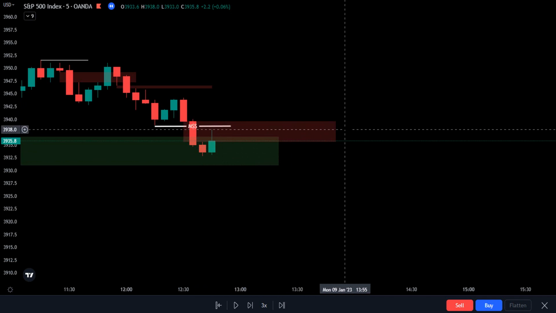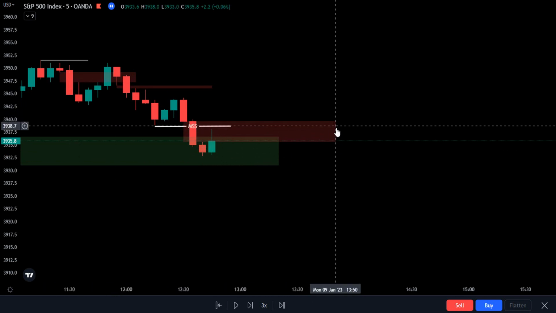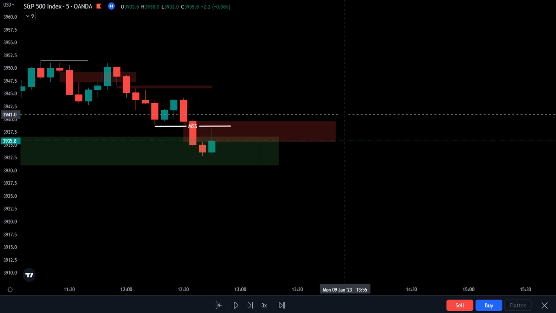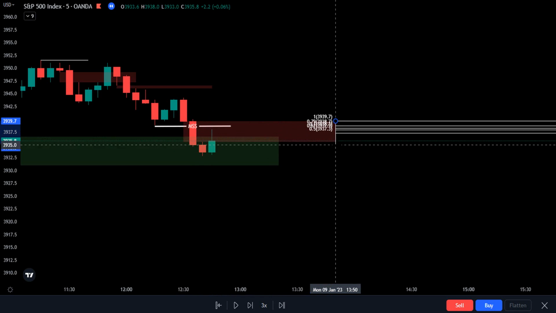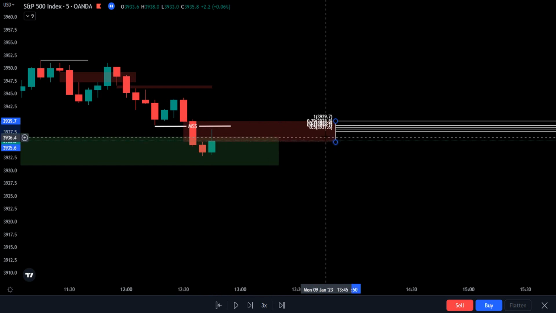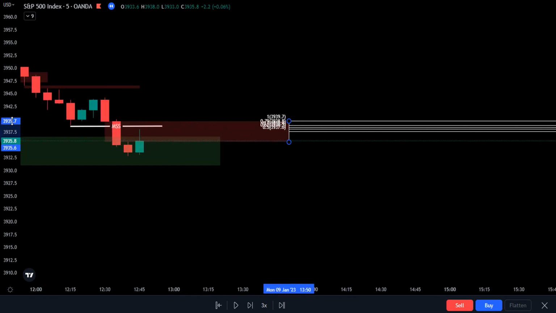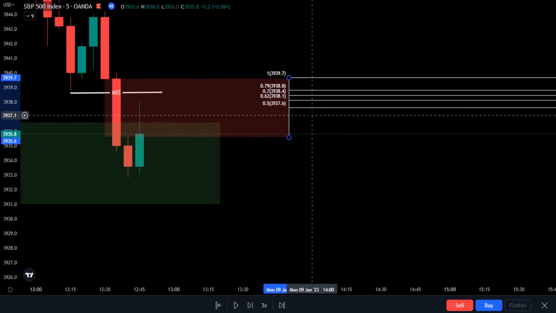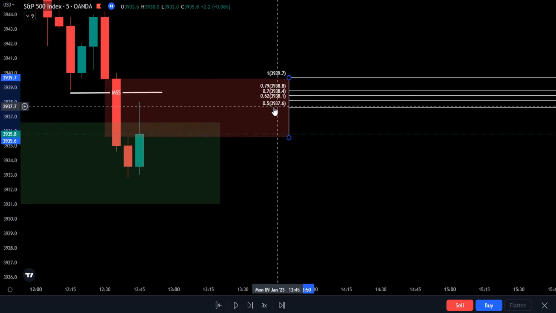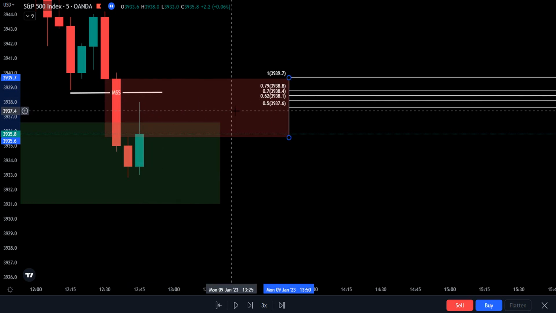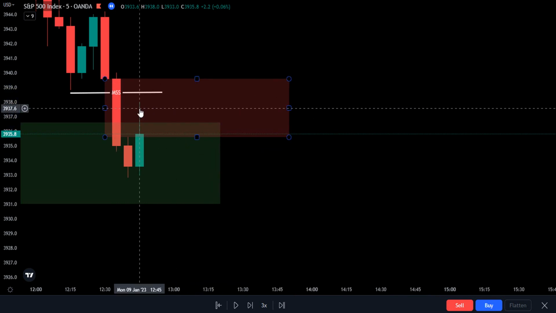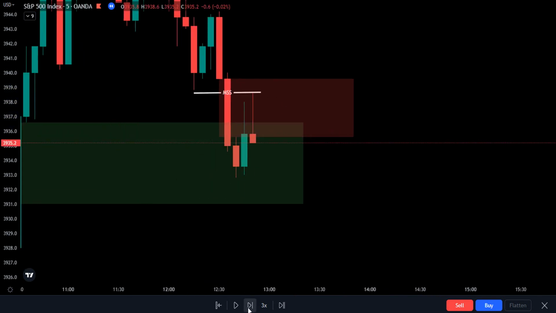I like taking fair value gaps when they're about 50% into it. If you don't know how to do that, you can take a fib and you can just line it up to the bottom. Now it's kind of messy, honestly, but let me just stretch this out. So our 50 would be at 3937.6. We already hit that. That's a very nice entry point, in my opinion. And I would have probably taken this.